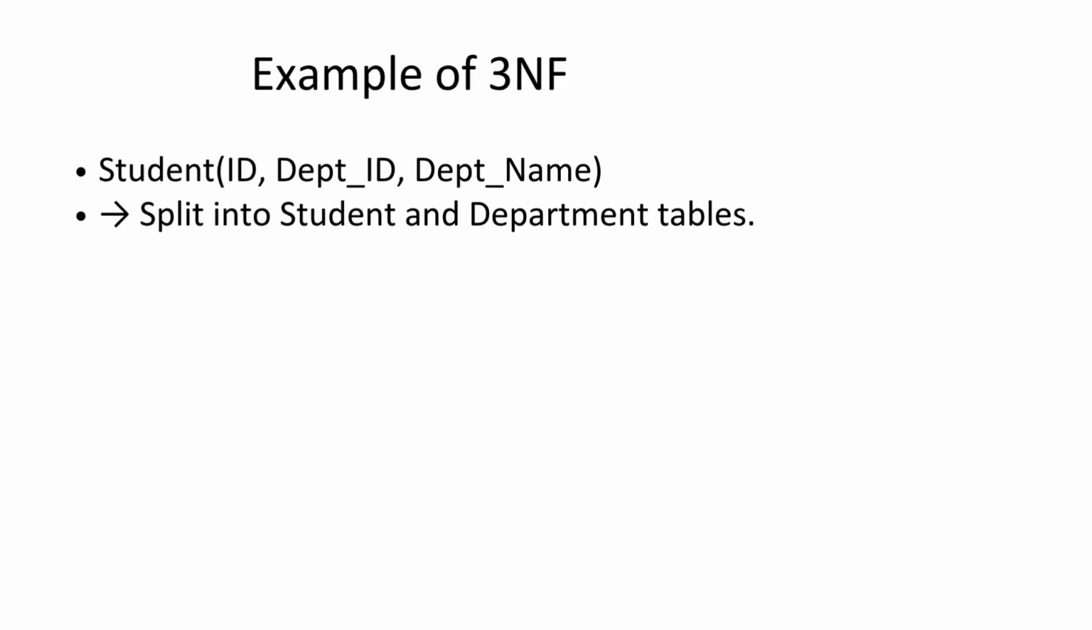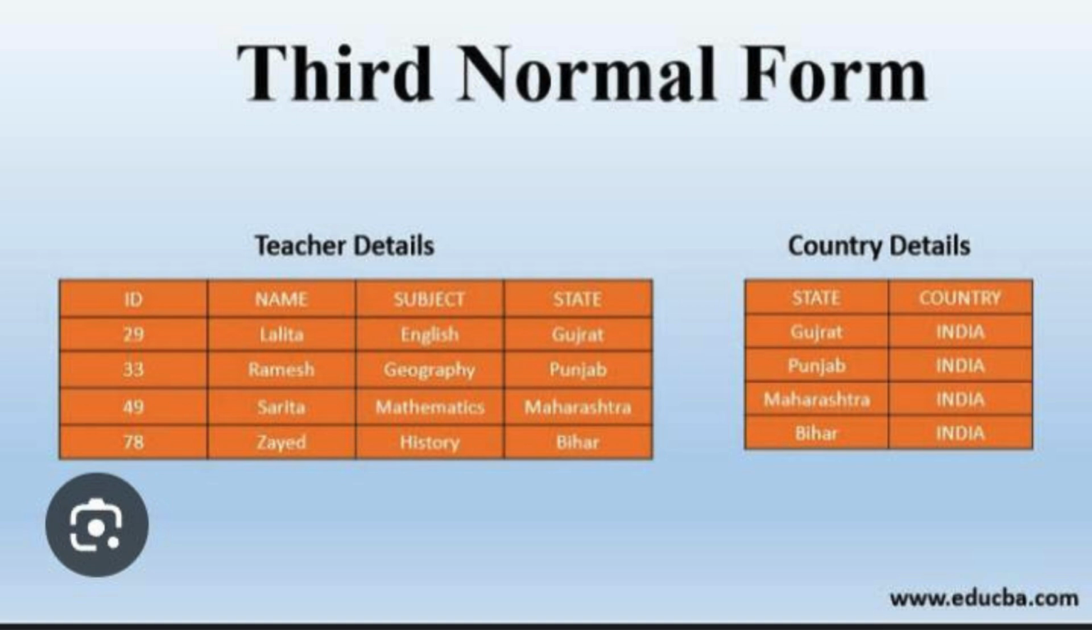Example of third normal form. Take a table Student (ID, department ID, department name). Here department name depends on department ID, not the student ID. So we split the table into two: one for Student (ID, department ID) and one for Department (department ID, department name), satisfying third normal form.